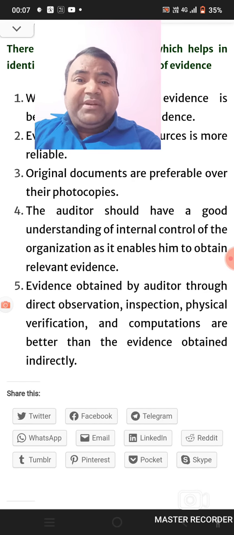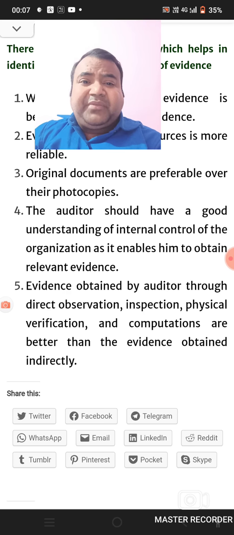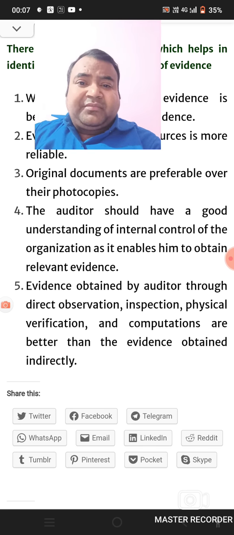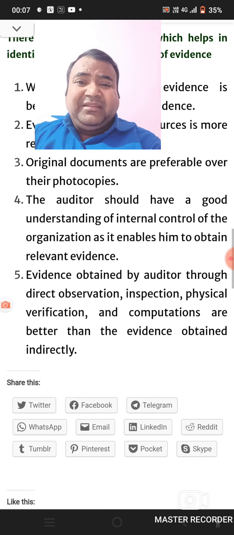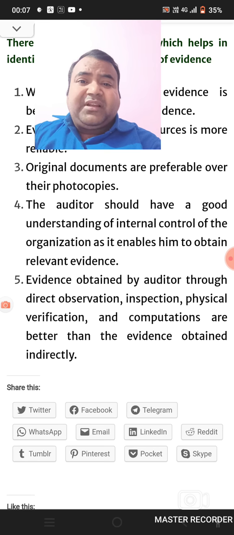Then, original documents are preferable over their photocopies. It means original documents will be preferable as compared to photocopies, because photocopies are not that reliable. Copies can be made easily from fake documents also. So original documents are more reliable.